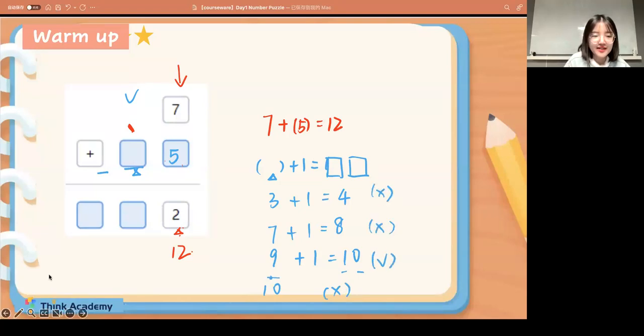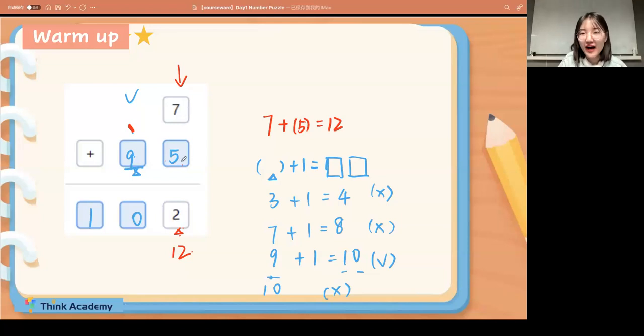So we can put 9 in this blank. It will be 9. And then 9 plus the carried 1, it will be 10. Then we can know the 3 numbers will be 9, 1, and 0. Yeah, brilliant. Then what should we do? We should double check. Brilliant. So let's take a look.